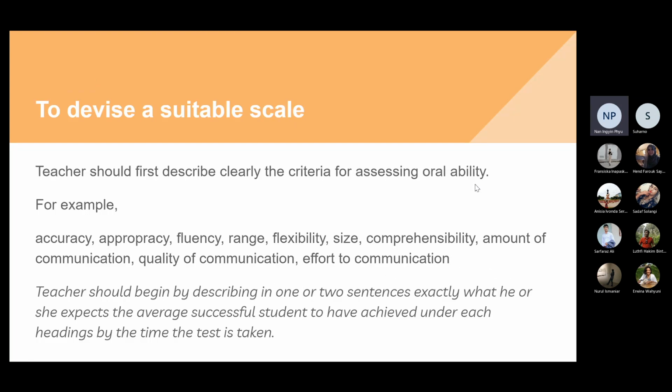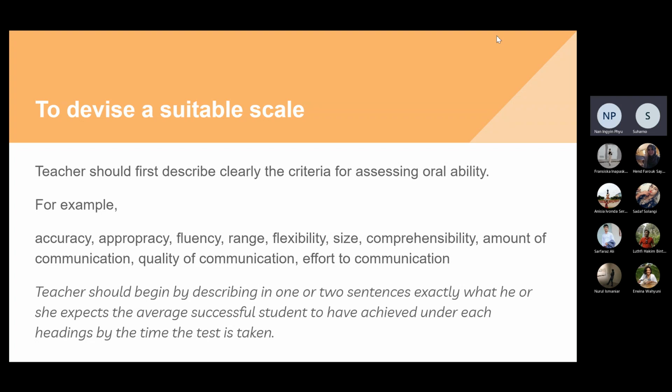So how can the interviewer devise a suitable scale? The teacher should describe clearly the criteria for assessing oral ability. For example, the teacher should describe which area we will focus on. Here are the areas that the teacher can set as criteria: accuracy, appropriacy, fluency, range, flexibility, size, comprehensibility, amount of communication, and quality of communication. These are the areas that the teacher can use as criteria.